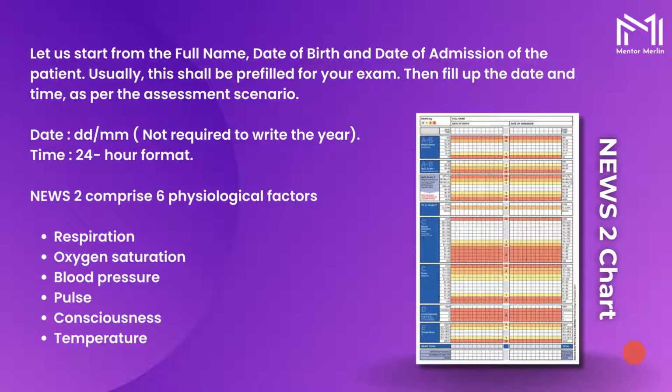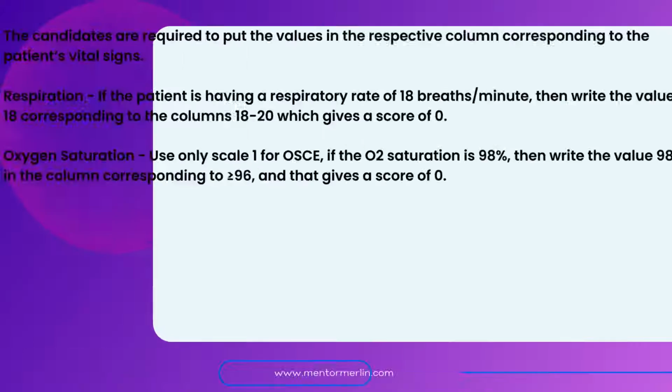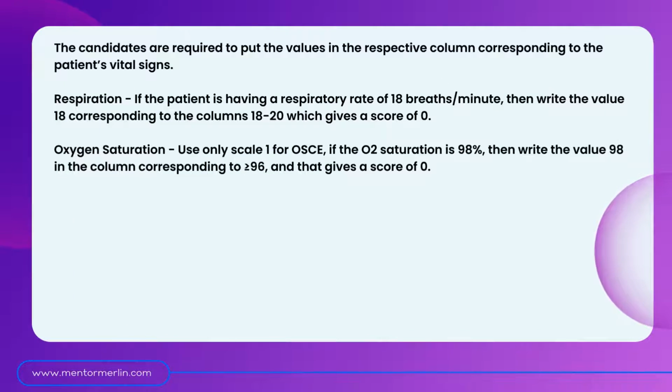NEWS2 comprises 6 physiological factors: respiration, oxygen saturation, blood pressure, pulse, consciousness, temperature. The candidates are required to put the values in the respective column corresponding to the patient's vital signs. Respiration: if the patient is having a respiratory rate of 18 breaths per minute, then write the value 18 corresponding to the columns 18 to 20, which gives a score of 0.